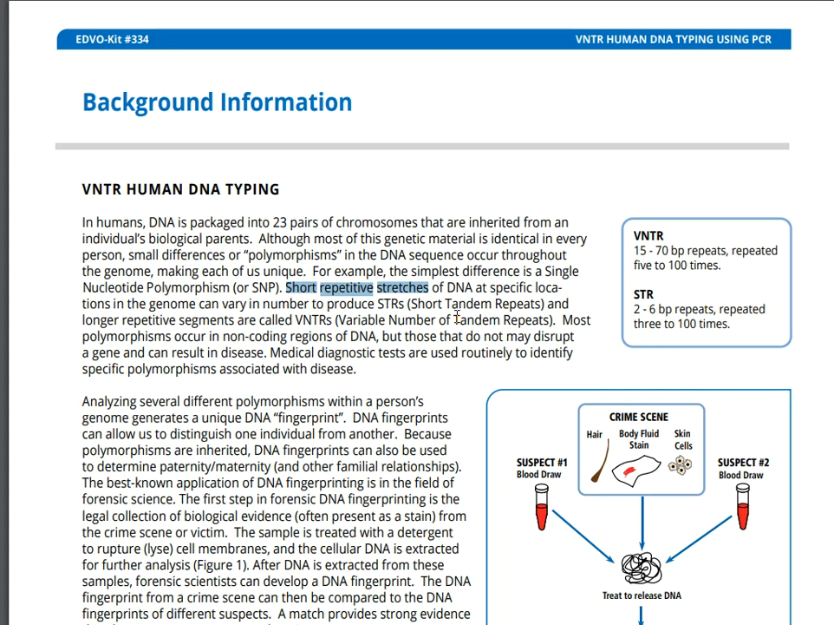Short tandem repeats are abbreviated as STRs. Think of this as, well, it says short, so these are not very many base pairs at all. Repetitive means over and over again. That's what we're going to see. This really brief section of DNA that repeats over and over is a short tandem repeat, or STR.